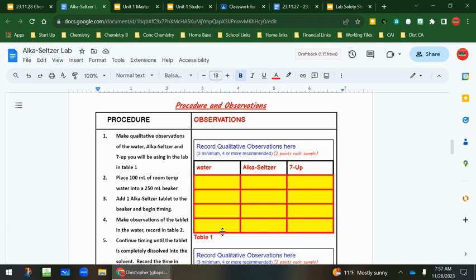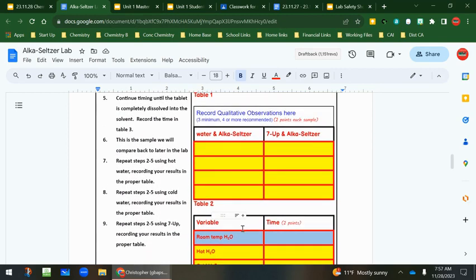Take it out. And what we're going to do is we're going to put the Alka-Seltzer into our water, and we are going to time how long it takes to dissolve. So we're going to have our stopwatch ready. We're going to drop this in, and we are going to time it. Now, along with timing it, ladies and gentlemen, you are also going to record what you see going on in that container, what you hear going on in that container, what you smell going on in that container.